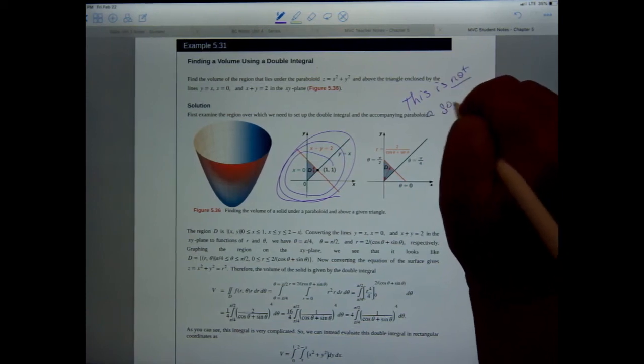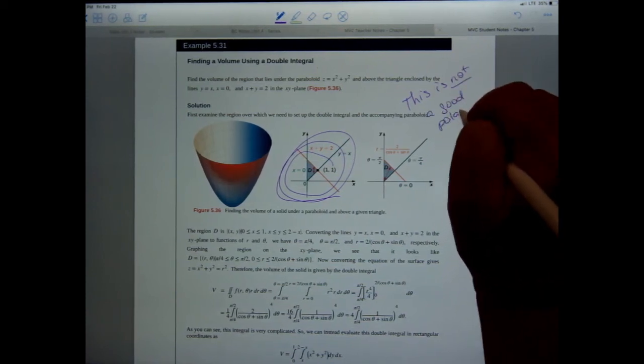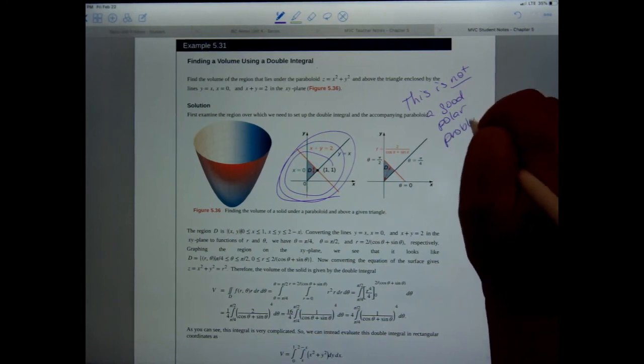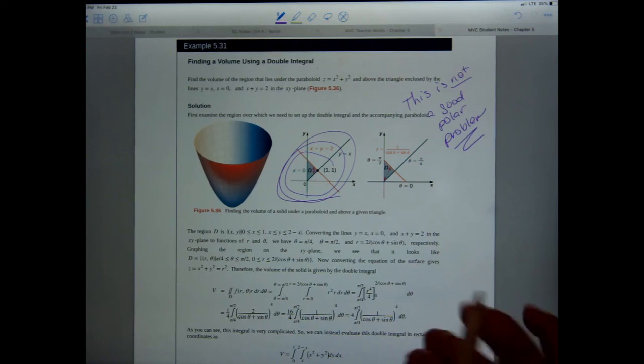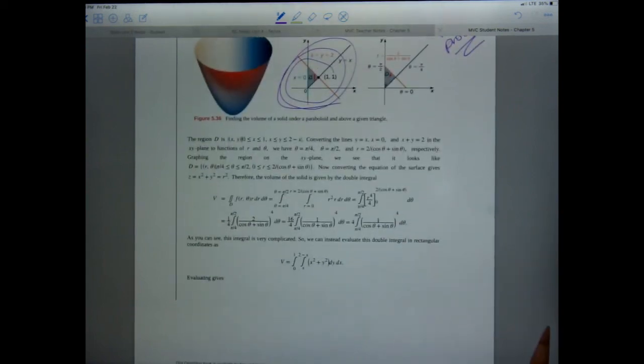And they go through, and it's written in there, and it does all the math in polar and shows you, yuck, this is gross. Sometimes it's good to have somebody else do all the yucky math and discover it. That's not the way to do it. So they did the problem. As you can see, this integral is very complicated. So they go back and do it in rectangular, and it takes them 2 steps, and they're done.